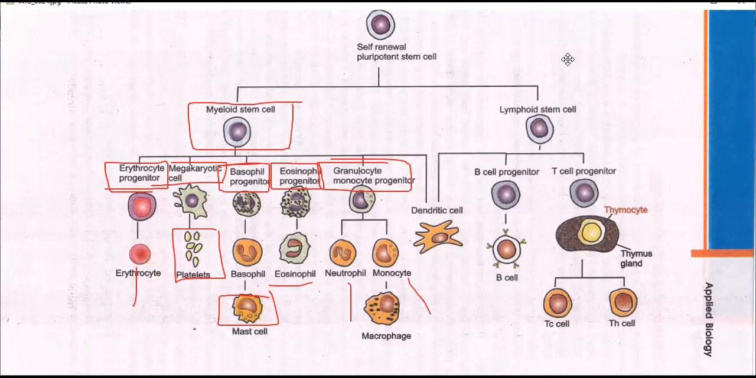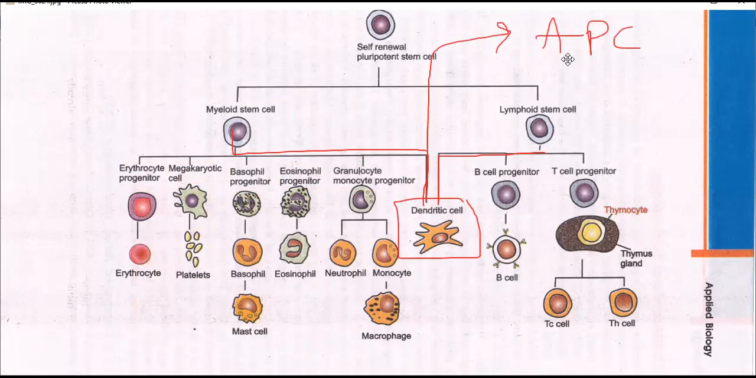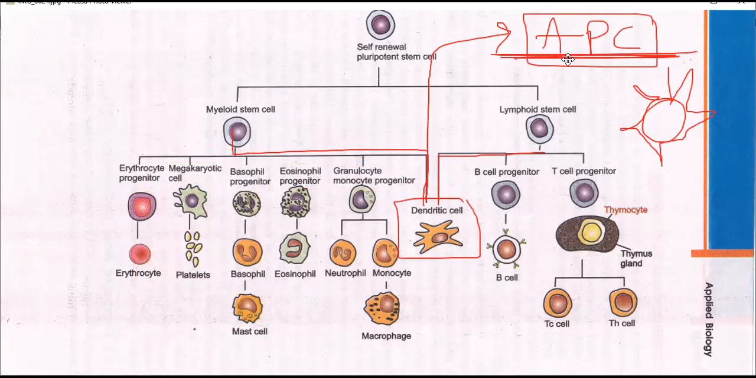Okay. Next, without formation of any progenitor, you can see here the myeloid stem cell forms dendritic cells directly. Dendritic cells are considered antigen presenting cells. No way they are related to nervous tissue. They look like neurons, having dendrite-like branches. That's why they are called dendritic cells. But they are antigen presenting cells that we discussed in immunology. Both myeloid and lymphoid stem cells directly form them, with no progenitor.